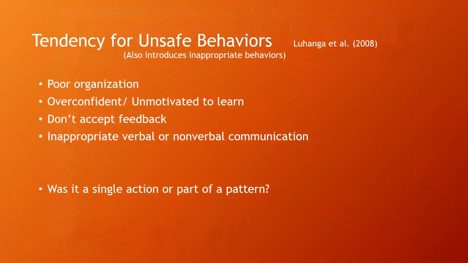So there was a research article in 2008 on the tendency for unsafe behaviors and how you could recognize those early. And the first part of that is the student showing poor organization. Are they just always coming in unorganized? Possibly they're coming in overconfident or unmotivated to learn. Those are really opposite ends of the spectrum, but they both tend to lead to errors and unsafe behaviors later. Do they not accept feedback?